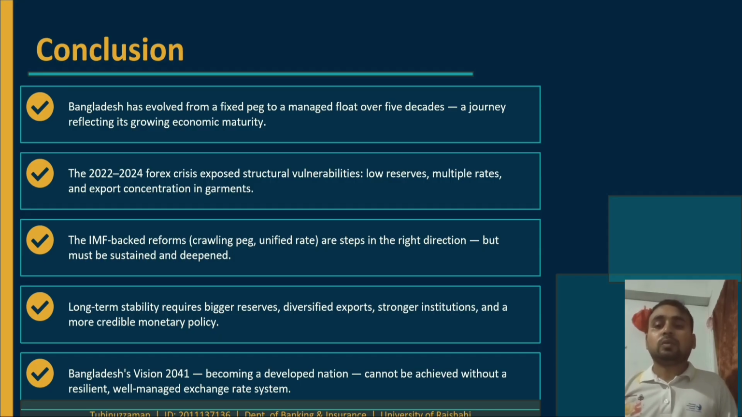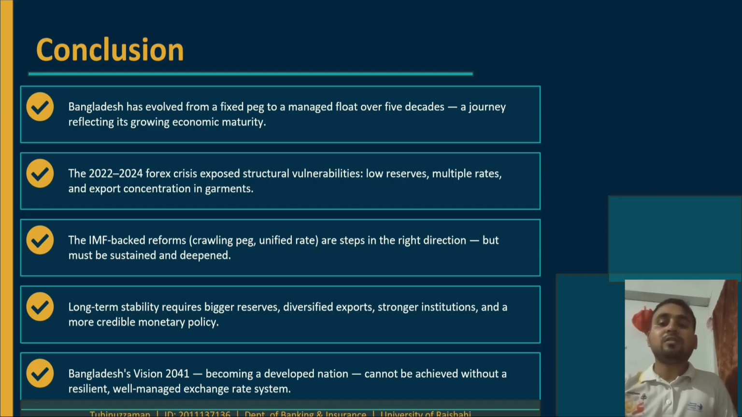Second, the 2022 to 2024 crisis revealed real structural weaknesses: low reserves, multiple exchange rates, and excessive dependence on the government sector. Third, the IMF backing, especially the crawling peg and the push for a unified rate, are positive steps, but they need to be sustained and deepened over time.